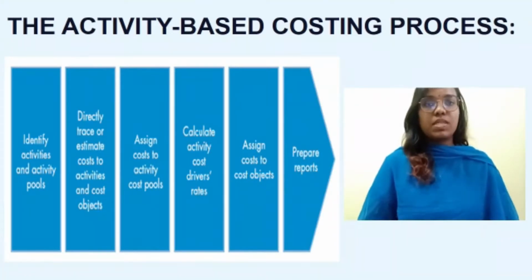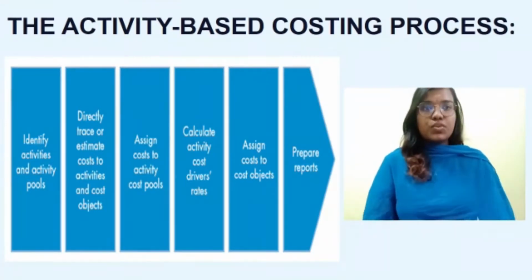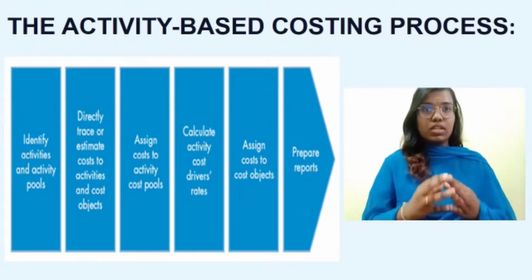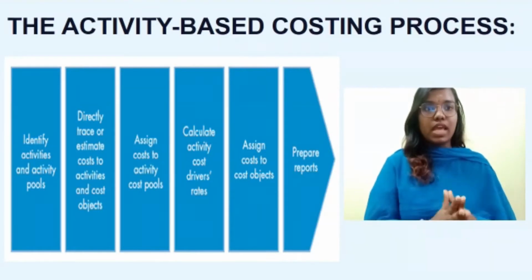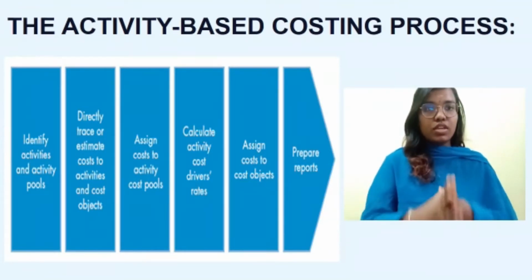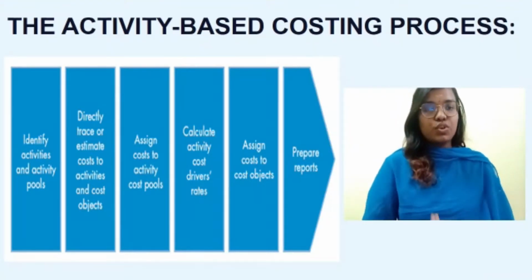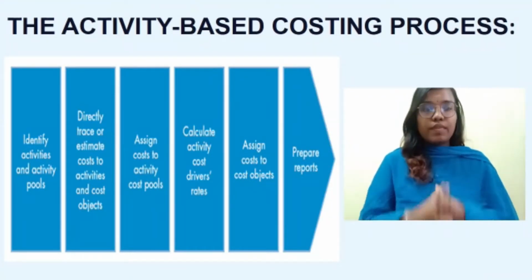The fourth step is to calculate the activity cost driver rate. A cost driver is an action that causes the costs associated with the activities. Identifying cost drivers requires gathering information and interviewing key personnel in the various areas of the organization, for example, purchasing, production, quality control, and accounting. The fifth step is to assign cost to the cost object.